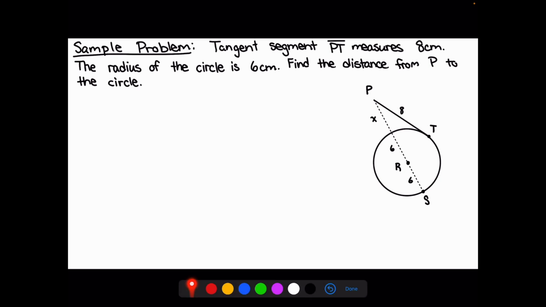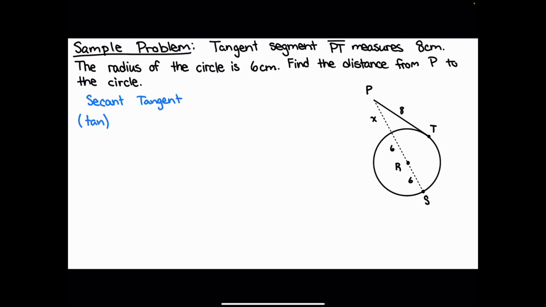So let's go ahead and plug it into our secant-tangent theorem. Our secant-tangent theorem says that we're going to have our tangent squared, 8 squared, is equal to the outside portion x times the whole thing, x plus 6 plus 6. That will leave us with 64 is equal to x plus 12 times x.